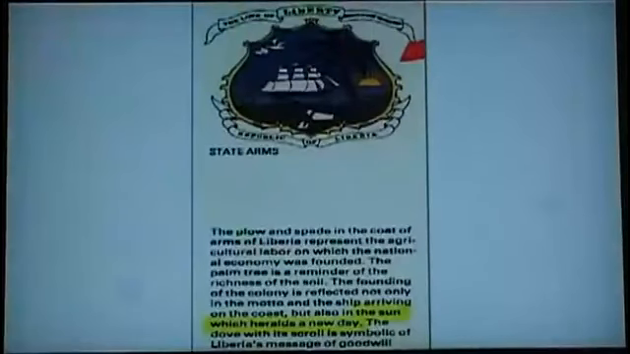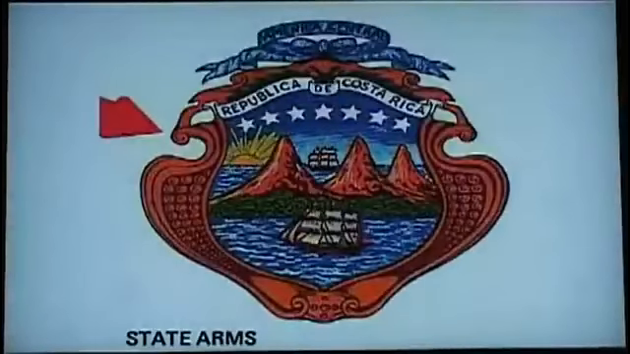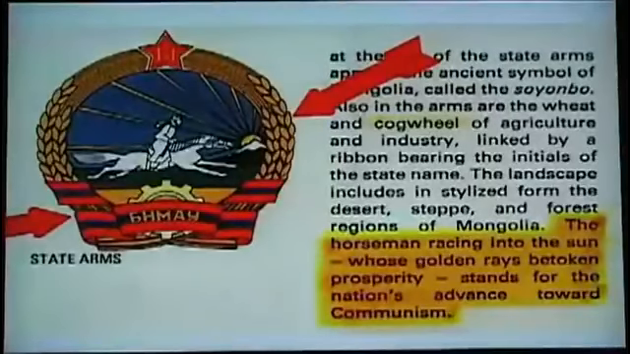Symbols in Bolivia, you'll see it in Liberia, the sun rising, and it says the sun which heralds the new day, communist symbol in Liberia. In Cuba, the sun rising. You'll see it in state arms, Costa Rica. Here it is, as I told you before, this is the Mongolia. And it says, the horseman racing into the sun, rising behind the mountains of the east. The horseman racing into the sun, whose golden rays betoken prosperity, stands for the nation's advance toward communism.